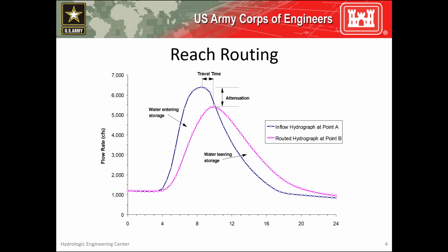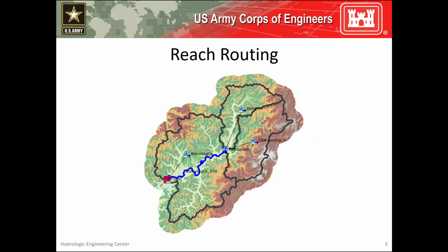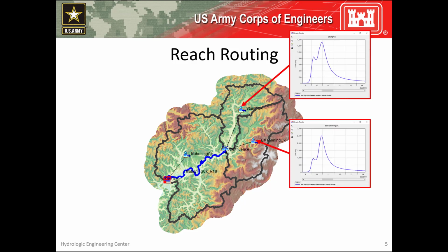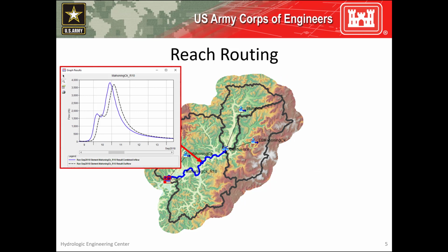The figure shown here demonstrates the major changes that can occur as a hydrograph moves through a reach. Specifically, the blue inflow hydrograph is translated or shifted in time, and the peak inflow is reduced or attenuated to produce the pink outflow hydrograph. Here's an example application within HMS that uses reach routing. Within this simple model, the runoff from two subbasin elements are combined and routed through a single routing reach element. In the routing reach, the blue inflow hydrograph is attenuated and translated to produce the black outflow hydrograph.